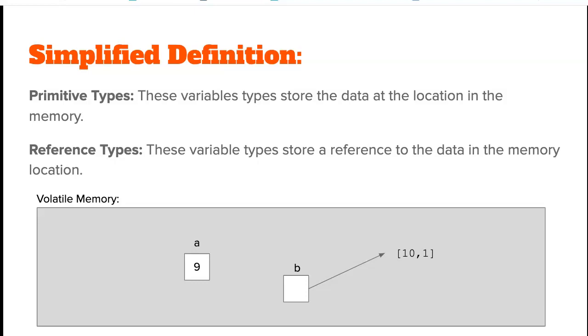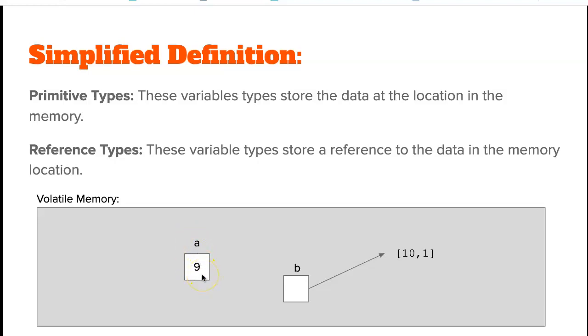When I start working with students in programming, I talk about what are called primitive types, and these variables store the value at the memory location. So here A is a primitive type, because you can see the 9 is stored right inside that location. So if I go to A, I find 9.